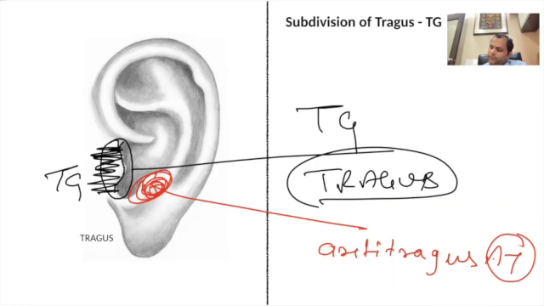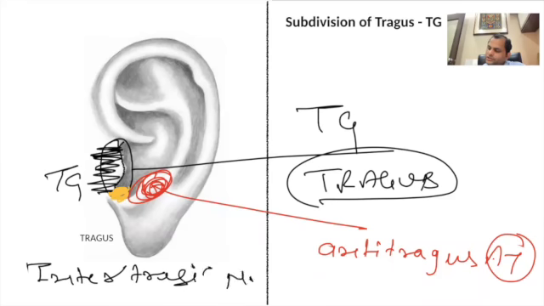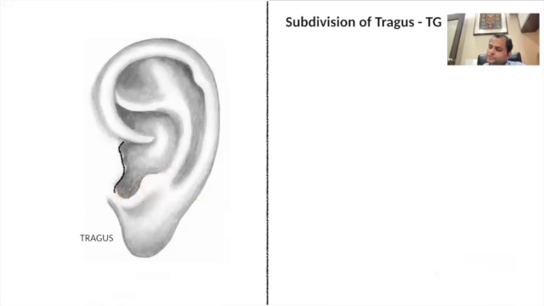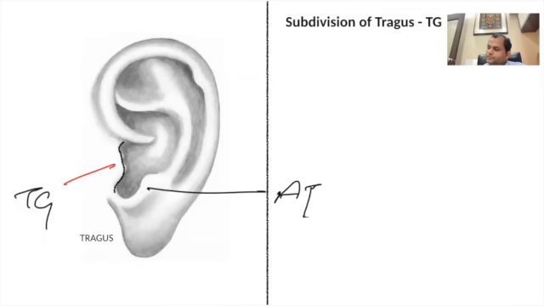And the area in between both, दोनों के बीच का एरिया, इसे हम कहते हैं इंटरट्राजिक नॉच, IT. So tragus, anti-tragus and intertragic notch, IT.